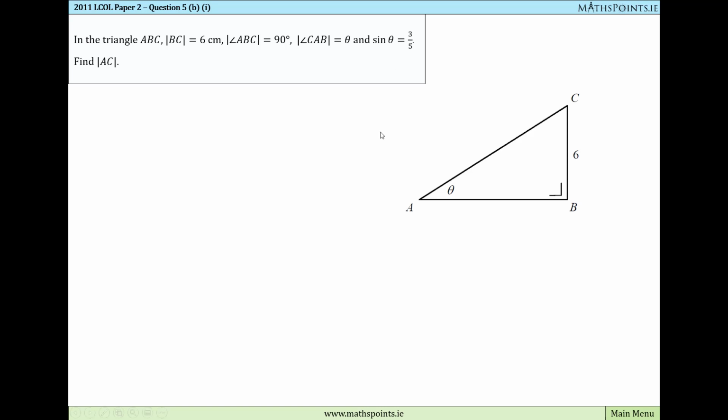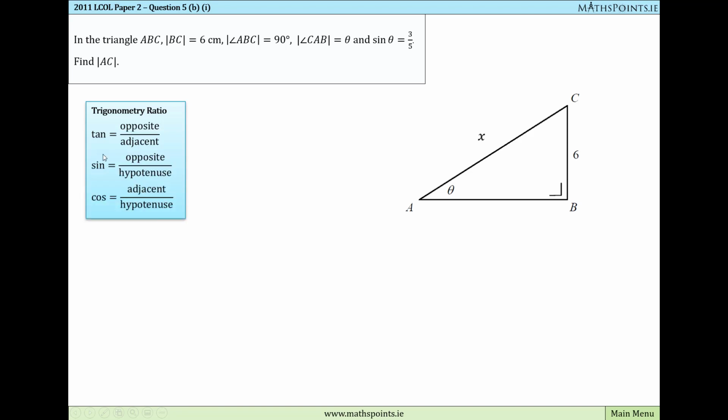We're asked to find AC, so the first thing we should do is put an X on that side so that we're focused on which of the sides of the triangle we're trying to find. Because it's a right angle triangle, we can use the ratios tan, sine and cos to give us some more information about the triangle. We're told that sine theta is equal to 3 over 5. So sine is the ratio of the opposite side to the hypotenuse side, and we're told that that's in the ratio 3:5. So let's label the opposite side of the triangle and the hypotenuse of the triangle.